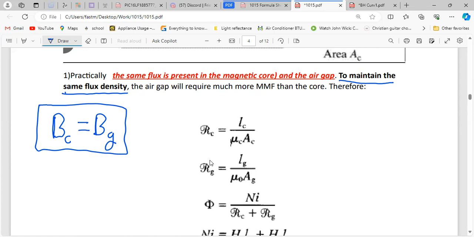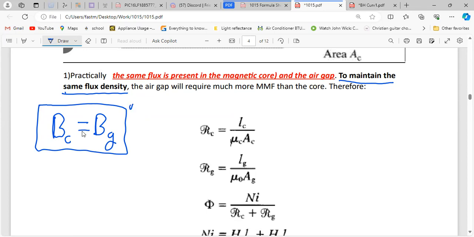If you have B, you can get H. If you have B, you can get mu. If you have B, you can get flux, the magnetic energy, the inductance. You can go anywhere you want. And look at that, I just told you that the B in the core is the B in the gap. So if a question gives you the flux density in the core, you already know it's the same flux density in the gap. That's something to remember.